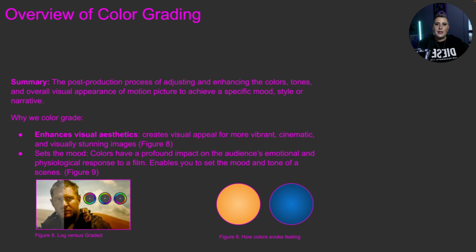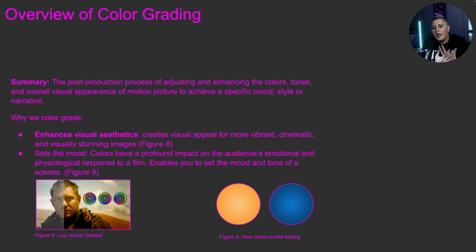All right, so let's talk about color grading. What is it? Why do we do it? I'm going to quickly summarize what color grading is, and then I'll talk about why we do it. It's the post-production process of adjusting and enhancing the colors, tones, and overall visual appearance of motion picture to achieve a specific mood, style, or narrative. That is the point of color grading.